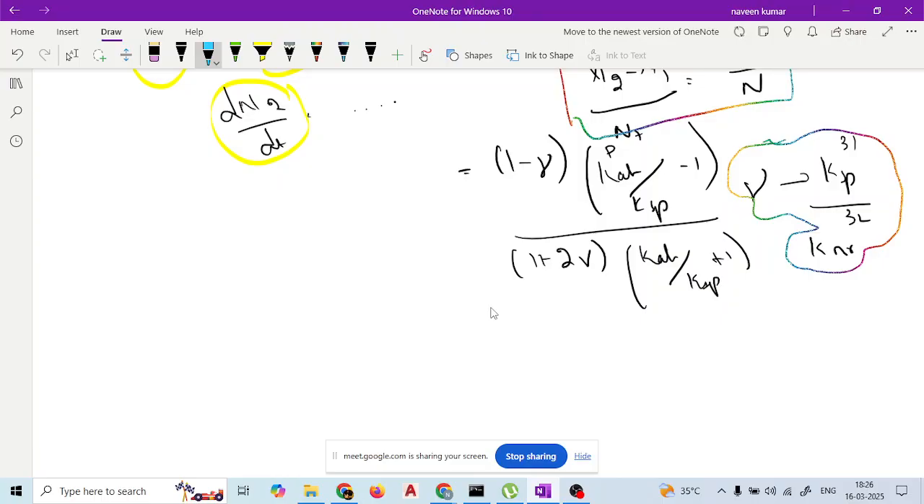Ultimately it has to remain positive. We need to make sure that k absorption by k spontaneous is greater than 1. So the gamma has to remain greater than 1 in order to make sure that every term remains positive. If the term is negative, then population inversion is not achieved. That means only a small number of molecules are in the higher energy level.